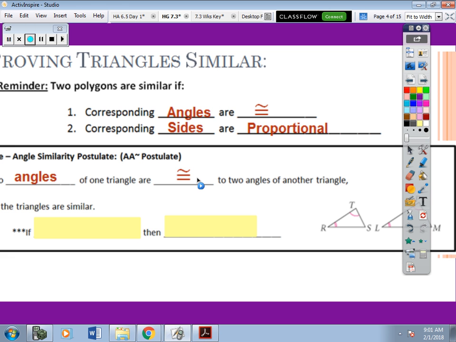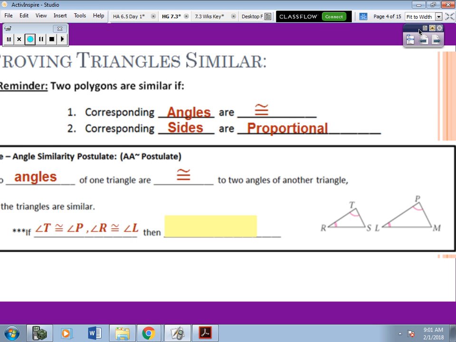So since we know angle T is congruent to P and R is congruent to L, based on this postulate, we can say that triangle TRS is similar to triangle PLM. We don't do a lot of proofs with these, but you could, just like we did with triangle congruence. You could prove that the shapes were similar.